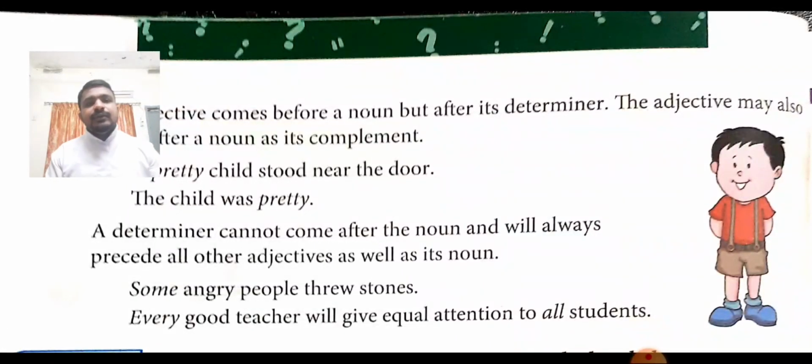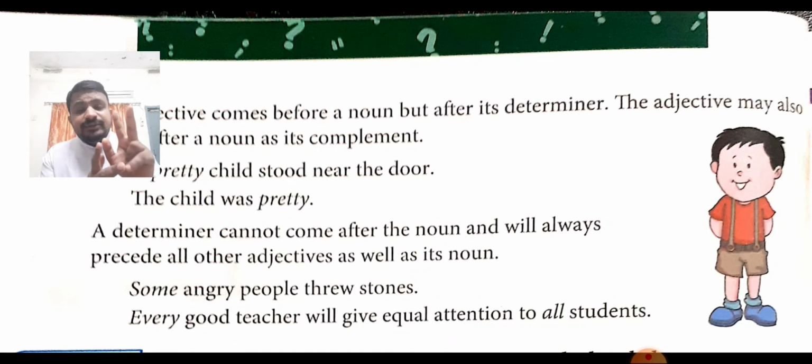Now the third rule: adjectives come before a noun but after its determiner. An adjective also may come after a noun as its complement. Now you need to look at the formation of the sentence when a determiner plus an adjective is used before a noun. If those three things are there, first the determiner should come, then the adjective, then the noun. For example, some angry people threw stones. Some is a determiner, angry is the adjective, then people is the noun.